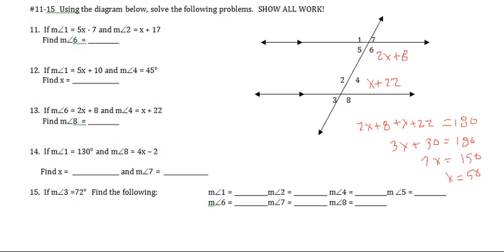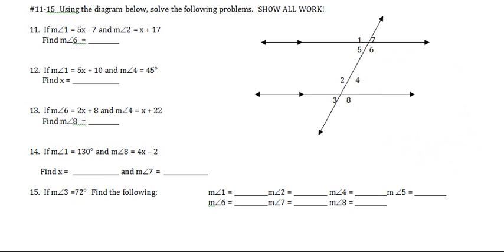And it wants to know what is angle 8. So if we put 50 into this one, which is 2 times 50 plus 8, that's 100 plus 8, which is 108. And again, we know that 6 and 8 are corresponding angles. Corresponding angles are always congruent. So that's 108.